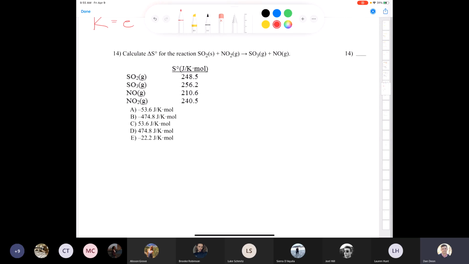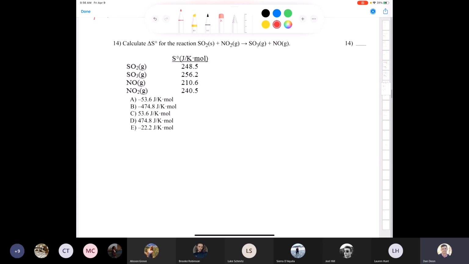Number 14. Calculate the delta S naught for the reaction SO2 solid plus NO2 gives you SO3 plus NO. So we want to know the delta S naught of the reaction. This is something that we've already done. We know that delta S naught of the reaction is equal to the sum of the stoichiometric coefficients multiplied by the delta S values of the products, subtract the sum of the stoichiometric coefficients multiplied by the delta S values of the reactants. So again, something that we've done a bunch of times.